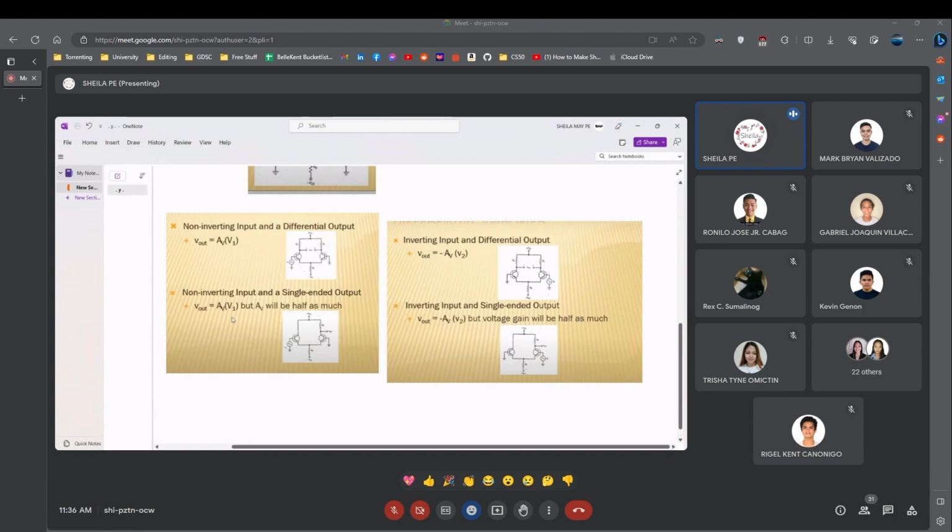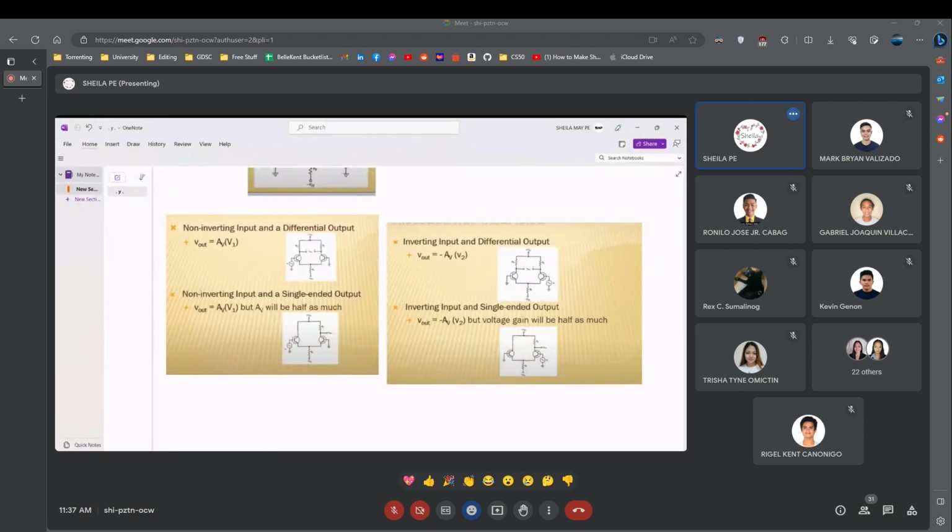Okay, in here we have inverting single-ended input and single-ended output. It's the same here, but we're not using V1, we are using V2. And it's negative because it is inverting phase. And the voltage gain will be half as much compared to our differential output because it is single-ended output.